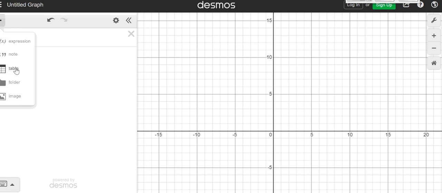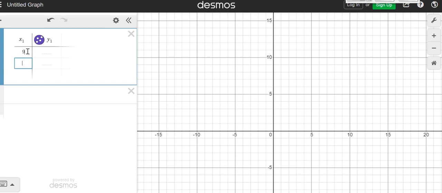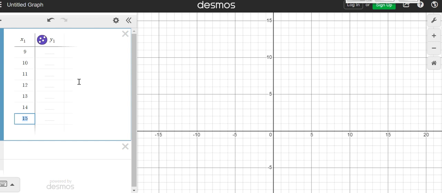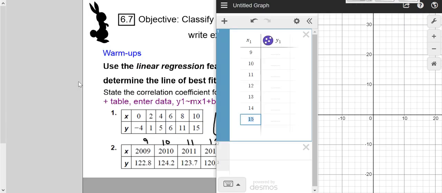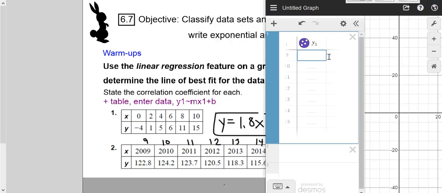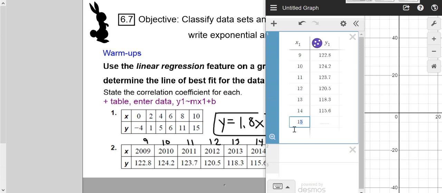So add a table. We want our numbers from our table over here, 122, okay, we've got our numbers.